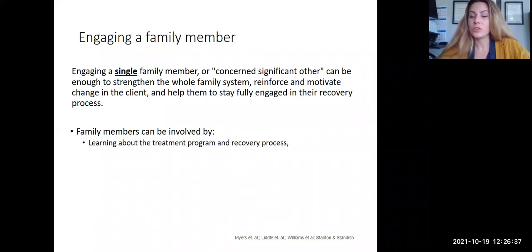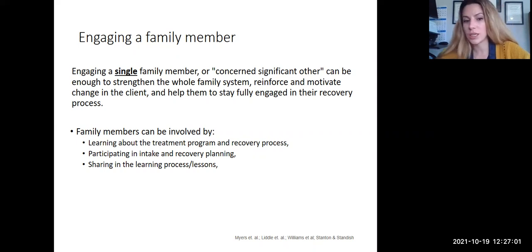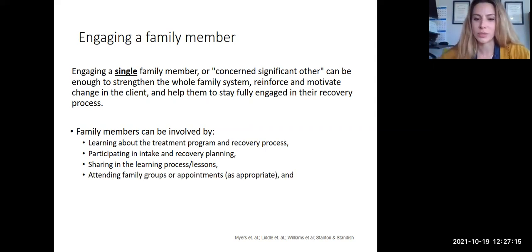So how can you get them involved? You can get them involved on multiple levels, not just traditional family therapy. Some of it can be as simple as bringing them in or having a brief phone call to teach them about the program that you're providing, about addiction in general, about the recovery process, that there is hope. You can have them participate in intake. You can have them participate in treatment planning. You can even have them share in certain psychoeducation groups or different lessons. So if you're teaching a skill to the patient, why not have the CSO in the room so that they're both learning it and the CSO can reinforce that at the same time.